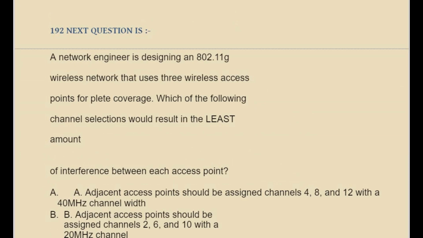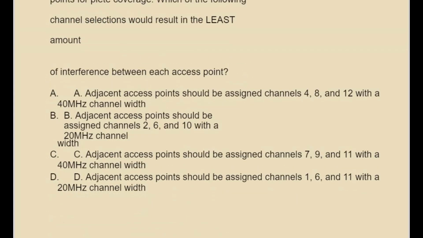Question is, a network engineer is designing an 802.11g wireless network that uses 3 wireless access points for full coverage. Which of the following channel selections would result in the least amount of interference between each access point?